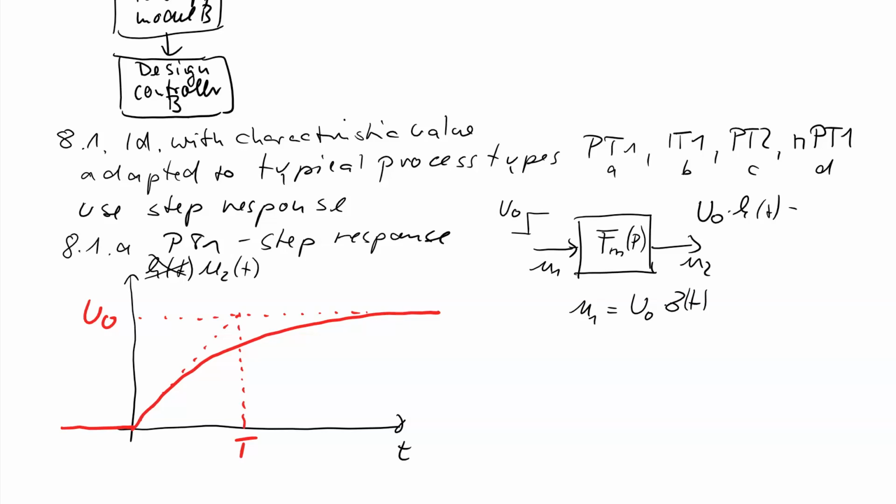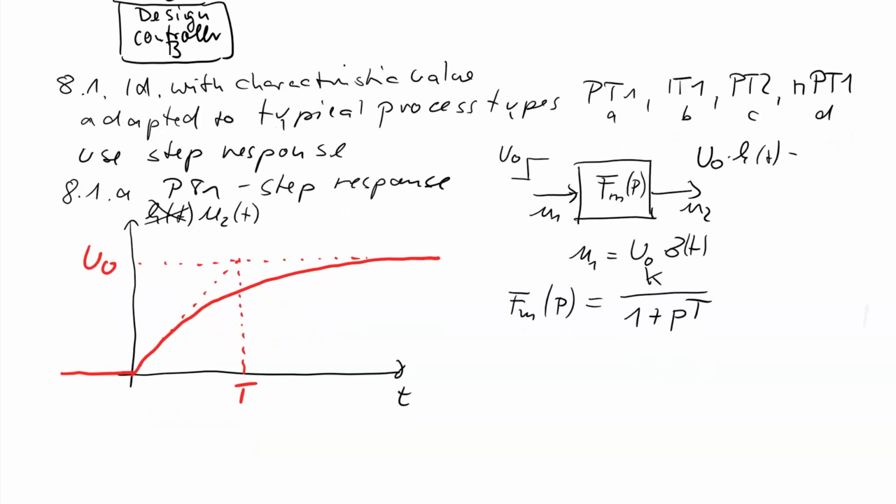form of step response. Assume you have measured the red curve. We want to identify our model F_M(p), and if we see this curve, we can say at once this is a PT1 system. Then we can look into our table of different kinds of systems, and we can very easily find that the typical PT1 transfer function is K divided by 1 plus pT, and the identification should give us a method to calculate K and T. If we know K and T, we know the whole system.